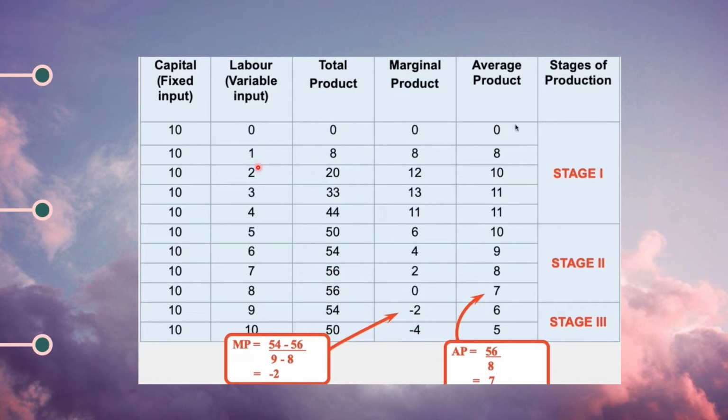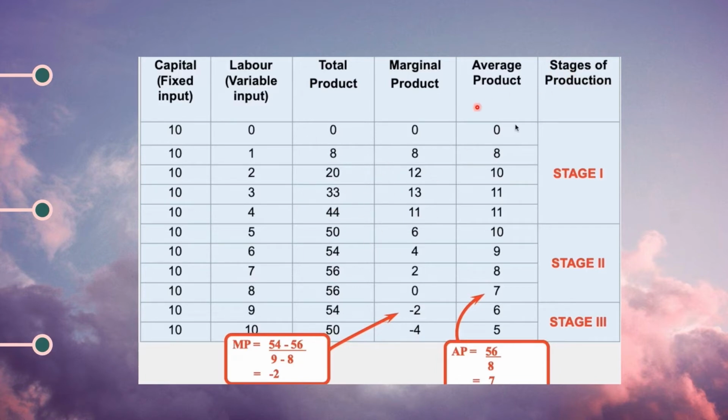And same goes for the second labor. 20 minus 8 divided by 2 minus 1, we get 12. We do not have to take 20 minus 0, 2 minus 0. No, we just take the previous one. New minus previous divided by new minus previous. So this is the marginal product for the second labor. And same goes for the third, the fourth, the fifth and everything in tandem.